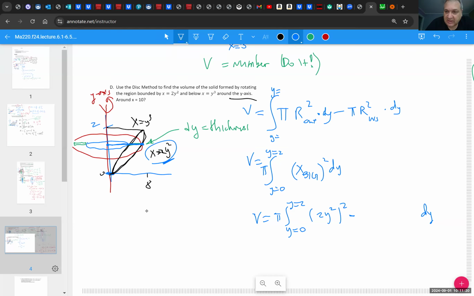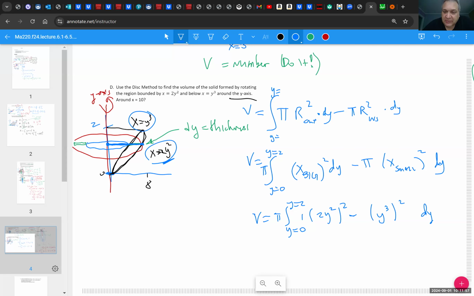Remember, I have to subtract off the pi r squared for the inside one. And that's going to be the little x, the small x. It goes from the axis of revolution, at x equals 0, all the way over here. That's the distance of our hole that we have to subtract off. That's just the small x value, and the small x value is for this other function on the other side, which is y cubed. So it's going to be y cubed squared, because it's pi r squared.